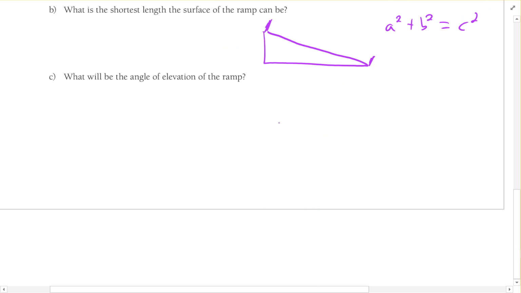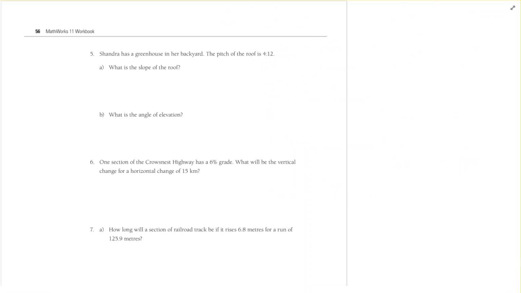So now what we're looking for is our angle theta. What's that angle? Well, remember the formula we have for that is tan theta is equal to rise over run. All right, so I'll let you guys finish those ones. All right, number 5.